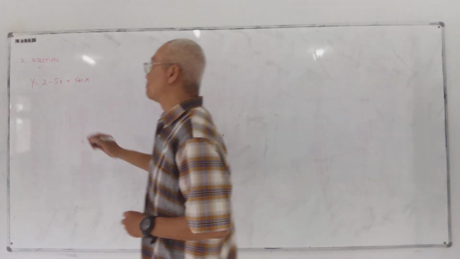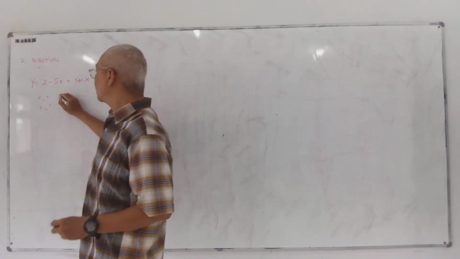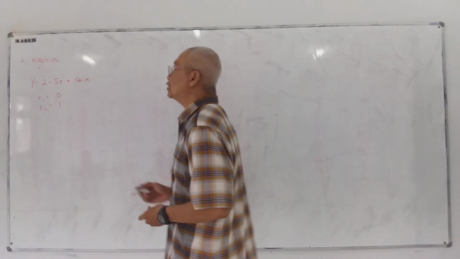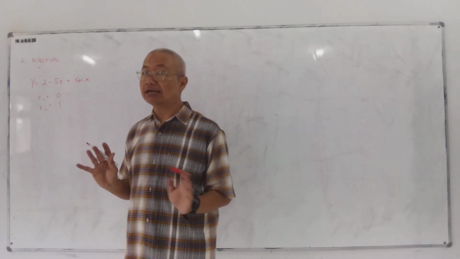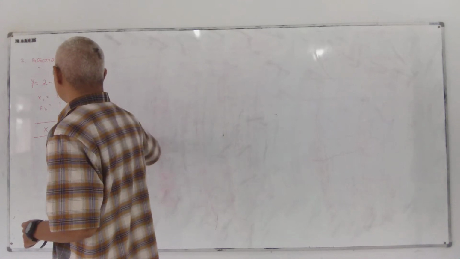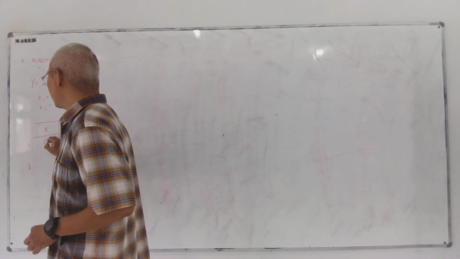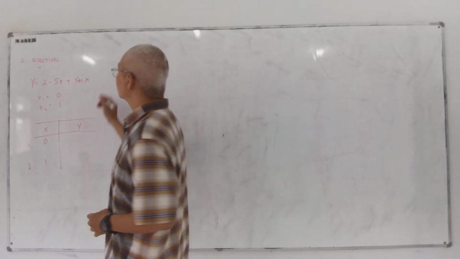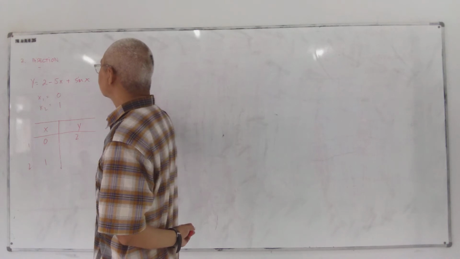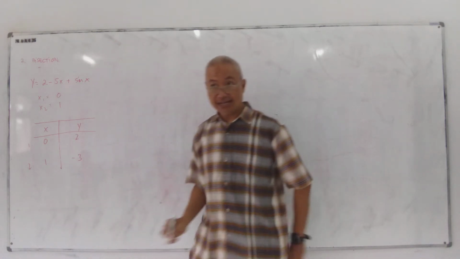The first step is the same. You just put down x1 and x2. I will use the same numbers, 0 and 1. Understand? But for the next step, we don't need to make a table consisting of 10 numbers, we need only 3 numbers. So x and then y. This is 0 and 1. So how much is this one? This one is 2, right? This one is minus 3. Yes, minus 3.